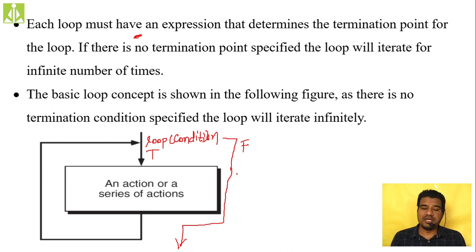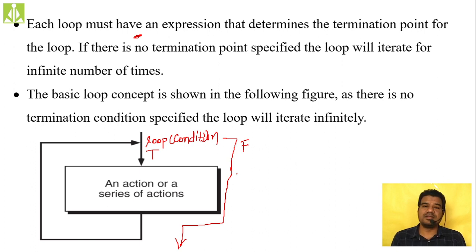If there is no termination point specified, that is, if there is no condition specified, then the loop will iterate an infinite number of times. Without the condition, the loop will iterate infinitely. The basic loop concept is shown in the following figure.